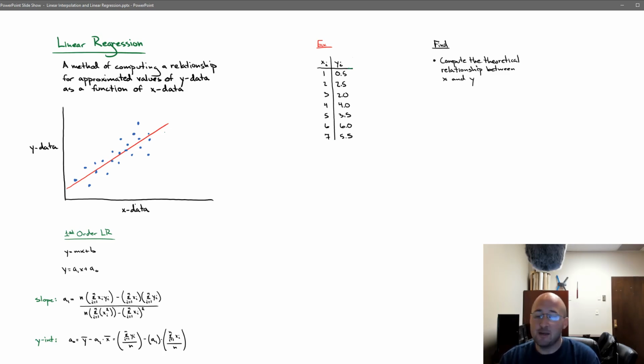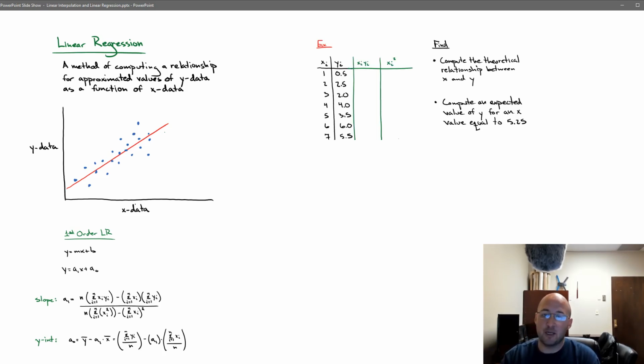I'm going to find the theoretical relationship between the x and y values. And also I want to predict or estimate a value of y for an x value equal to 5.25. So I'm going to create the theoretical relationship, then I'm going to exercise it a little bit. I'm going to give myself a value. Well, the first thing I'm going to do is make a table.